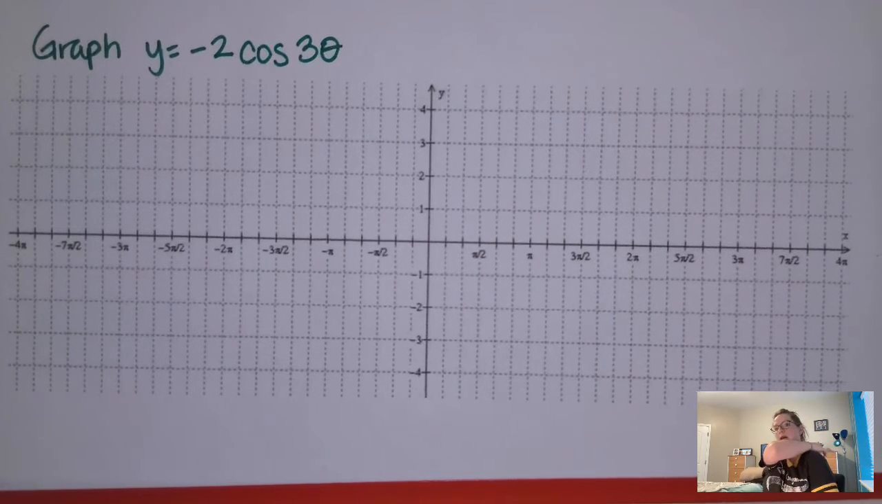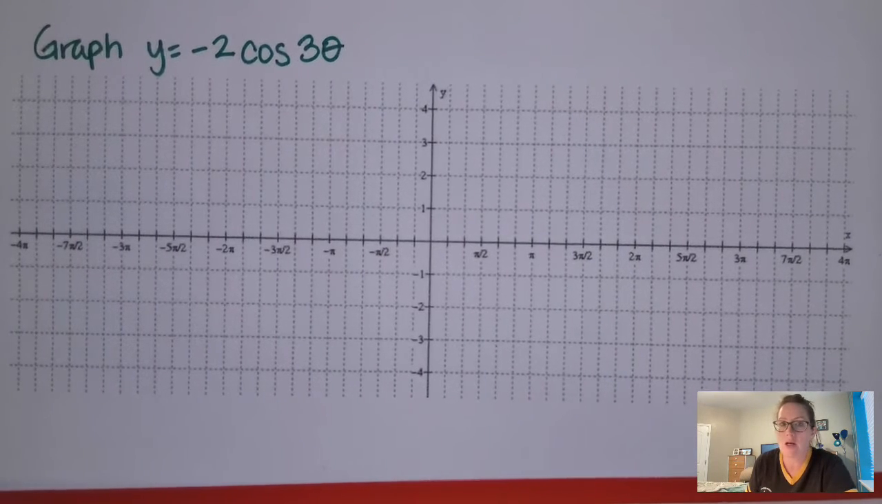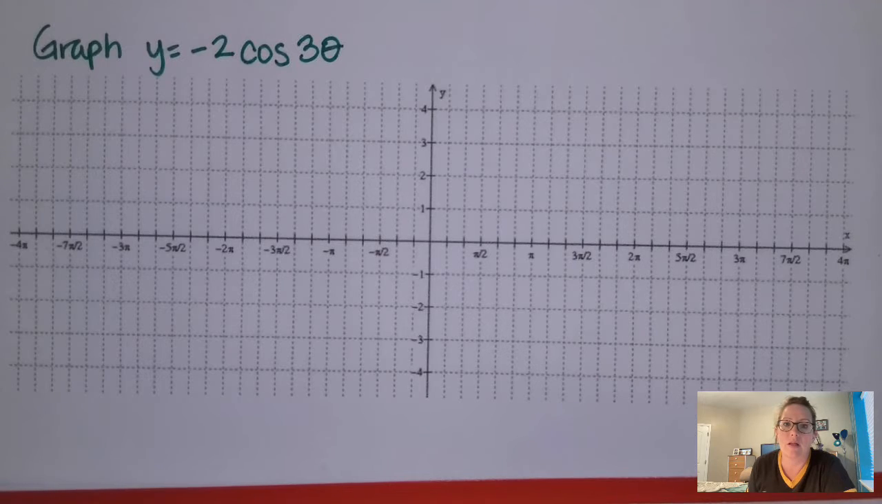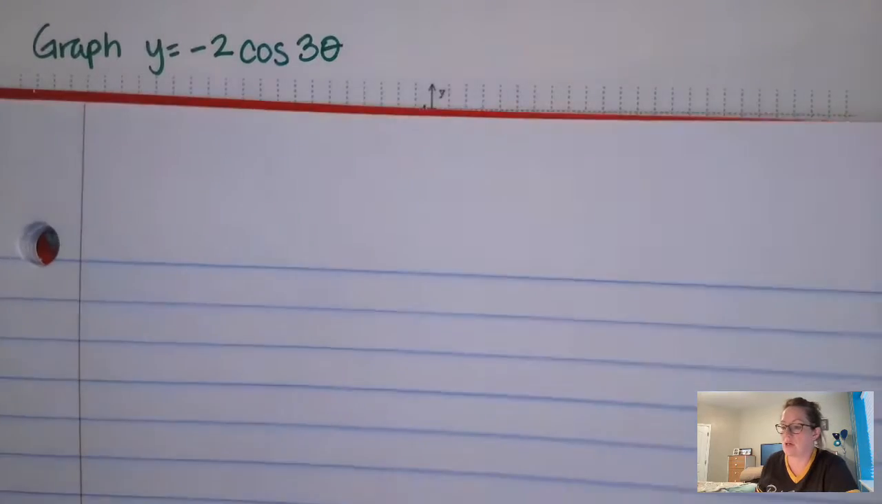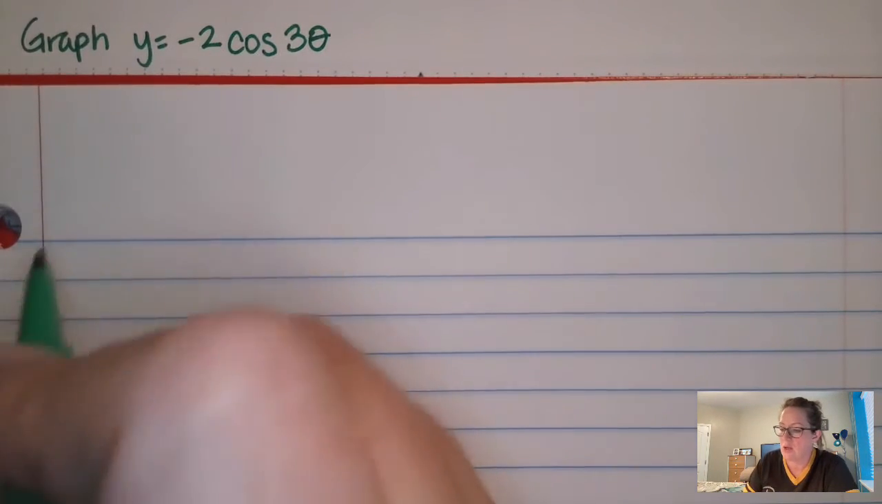Okay, let's learn how to graph cosine now. So we need to graph y equals negative 2 cosine 3 theta. Same thing we're going to do is start with finding where all of the important aspects of this graph are.